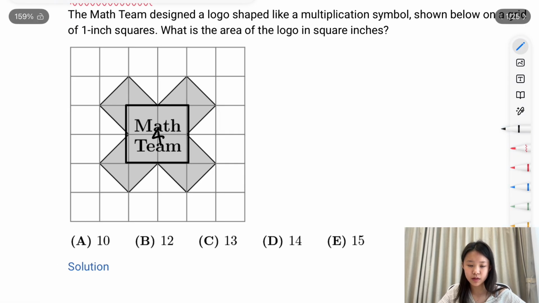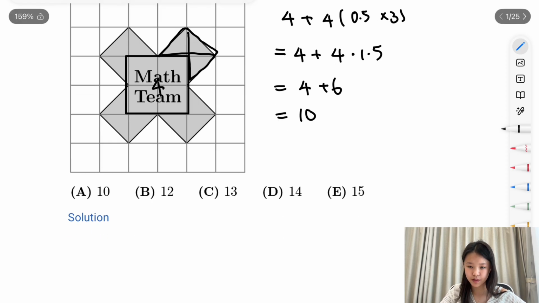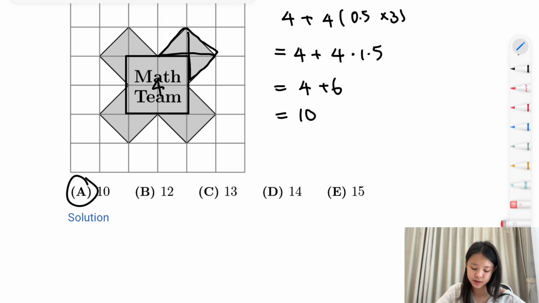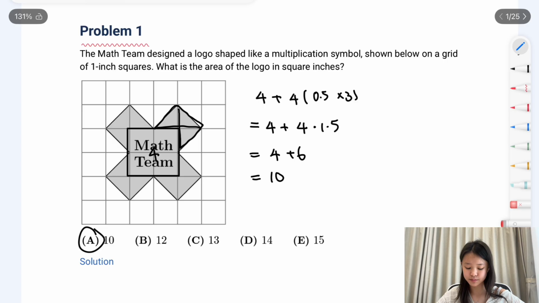For example, the square in the middle has an area of 4. And these shapes along the outside have an area of 0.5 times 3. So eventually we get the area of 4 plus 4 times 1.5, which equals 4 plus 6 equals 10. So the overall area of this shape is 10. What you do is you basically split this unfamiliar shape into different familiar areas, and using that you can identify the total area of the logo.